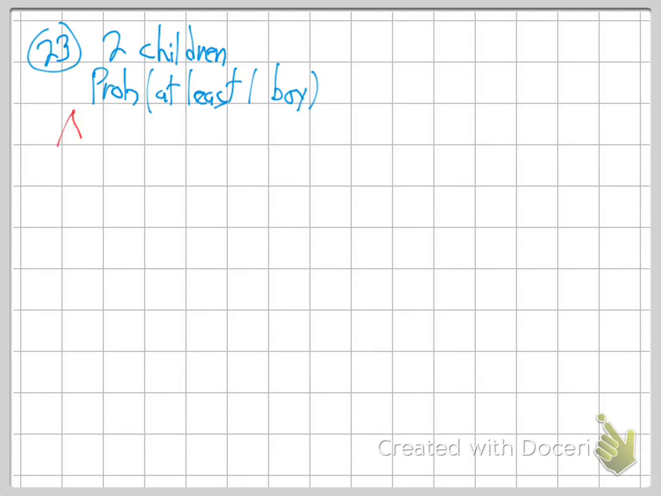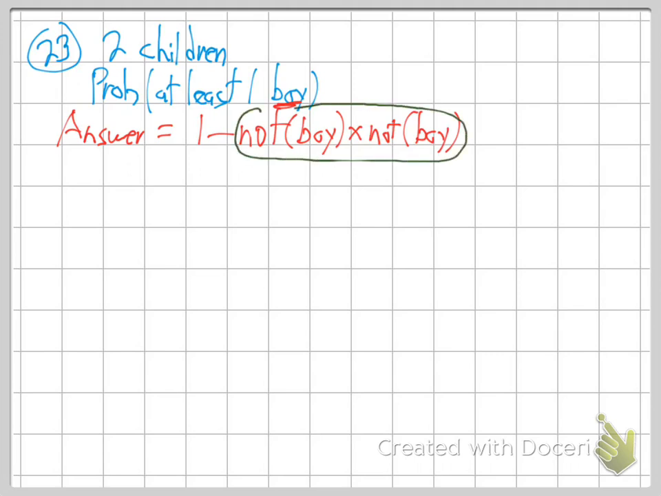The answer is going to be 1 minus not. Not what? Not whatever they're asking. Not a boy, times not a boy. We do it twice. Why? I want to make sure this makes sense to you. This right here is the first is not a boy, and the second is not a boy. First not a boy and second not a boy. If the first is not a boy, that's the opposite.